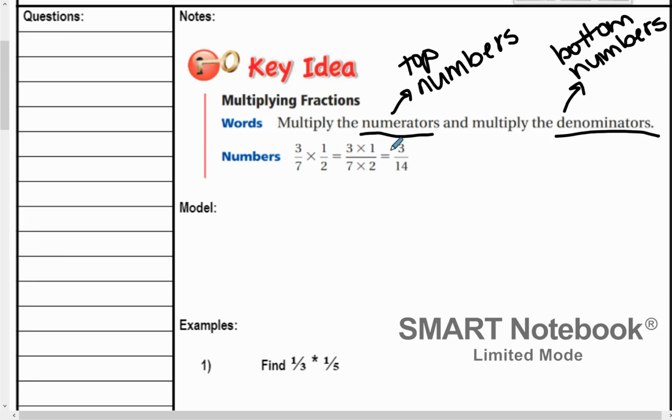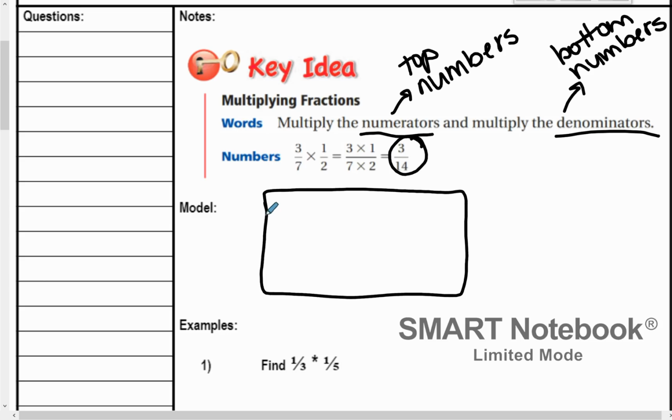When we simplify that, 3 times 1 is 3, 7 times 2 is 14. We get an answer of 3/14. That's really all we do to multiply fractions. However, we also need to know how to multiply that with the model. Now, this is something that you might be familiar with from 5th grade. However, we're going to use that area model.